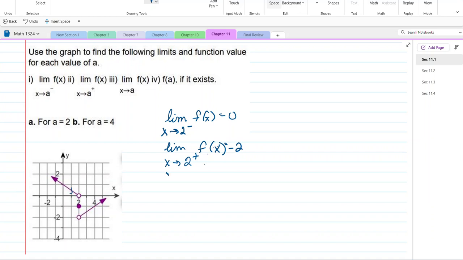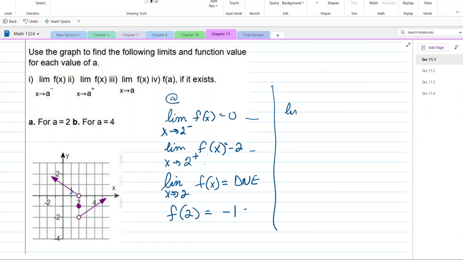Now we want the limit. We assess the limit as x approaches 2 of f of x. It does not exist because of the gaps, and we know that f of 2 equals negative 1. So none of these match. No match, no match, no match. Okay, now we do b.